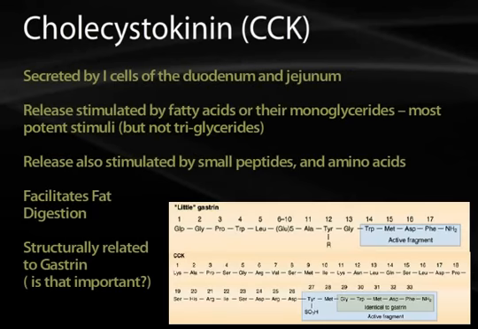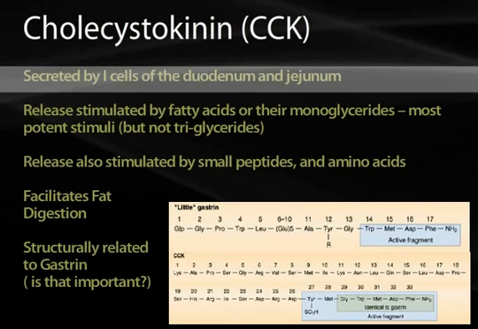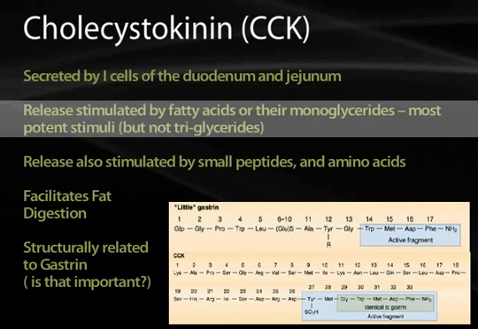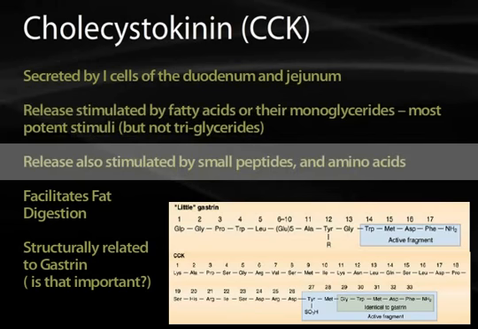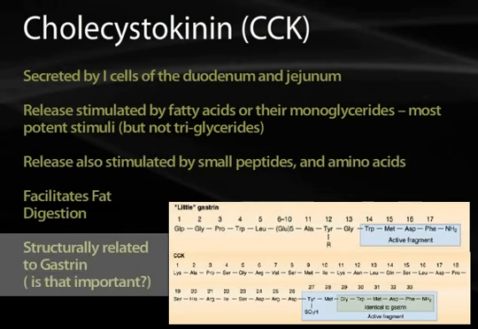Cholecystokinin is the second true hormone and is secreted by the I cells of the duodenum and jejunum. Its release is stimulated by fatty acids or their monoglycerides, and this represents the most potent stimulus for secretion. Release is also stimulated by small peptides and amino acids. Therefore, as food leaves the stomach and enters the duodenum, cholecystokinin secretion is stimulated, and cholecystokinin is important as it facilitates fat digestion. It's structurally related to gastrin, and in fact cholecystokinin and gastrin are thought to come from the same family.